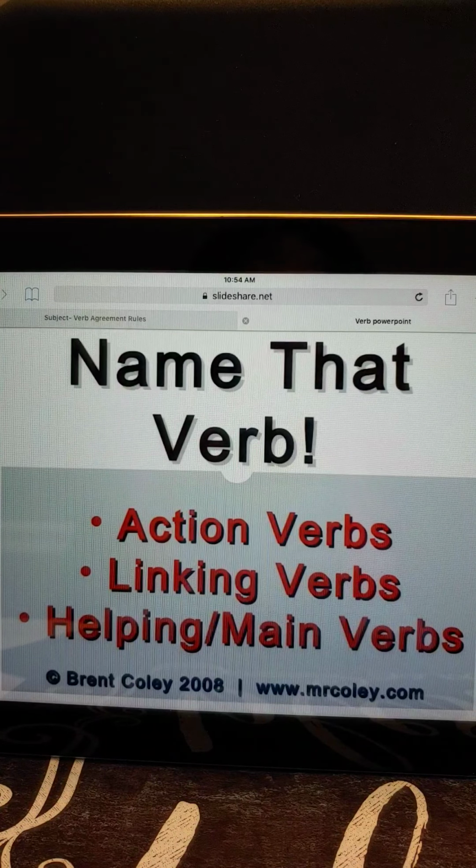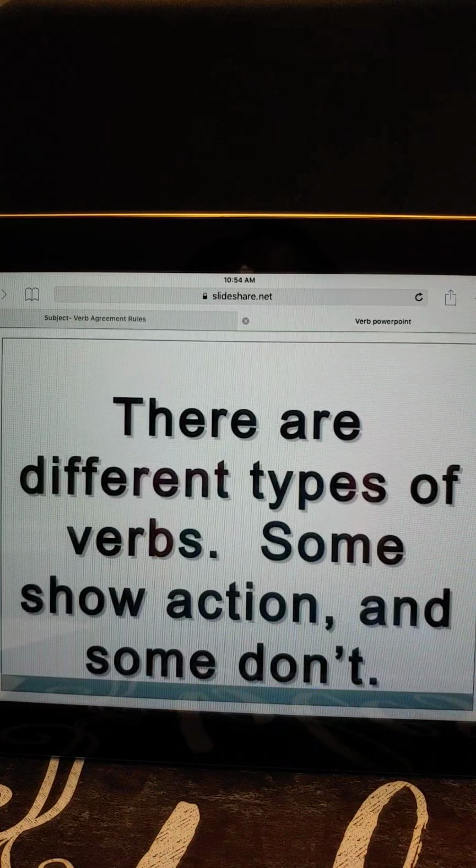We have several different verbs. We have an action verb, linking verbs, and helping verbs, okay? But keep in mind that we're only talking about our action and our helping today, okay? All right, so there are different types of verbs.